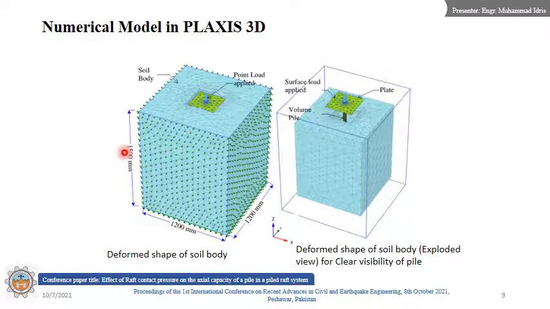Numerical model in PLAXIS 3D. This is the numerical model developed for case study B in PLAXIS 3D. The deformed soil body is shown here as a point load is applied on the volume pile. The volume pile is clearly visible in the extruded view here. The volume pile load displacement curves were recorded under different surface pressures applied on the plate.